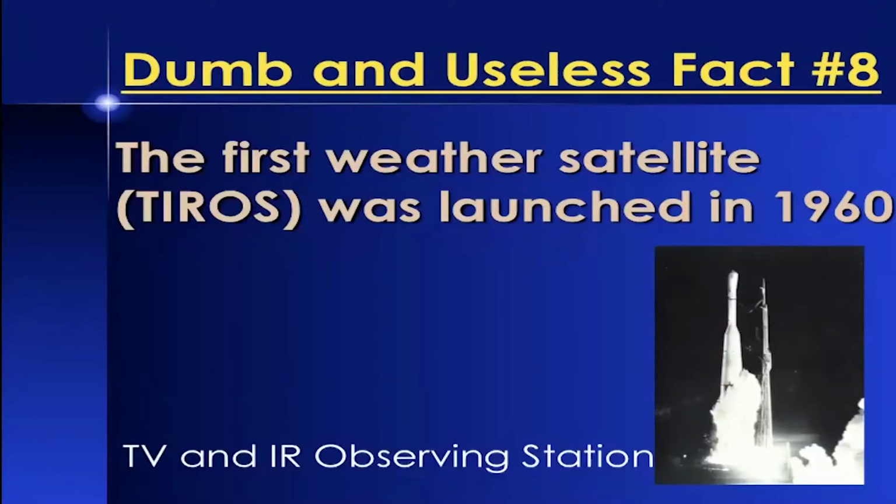And a dumb and useless fact, the first weather satellite we ever launched was back in 1960, the TV and IR observing station, the TIROS satellite. And this was the first television picture it ever sent back to Earth.